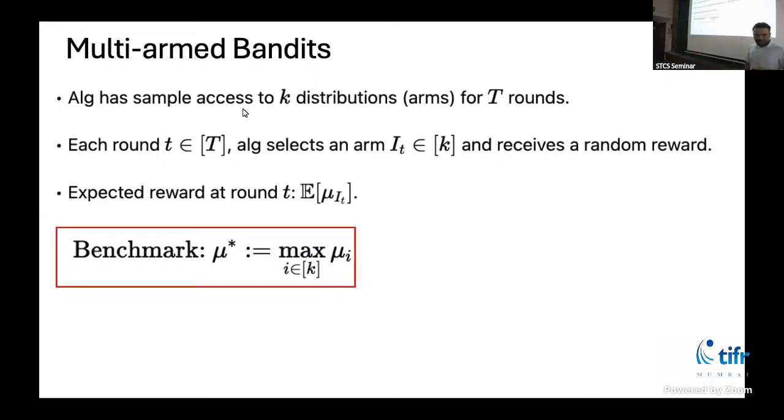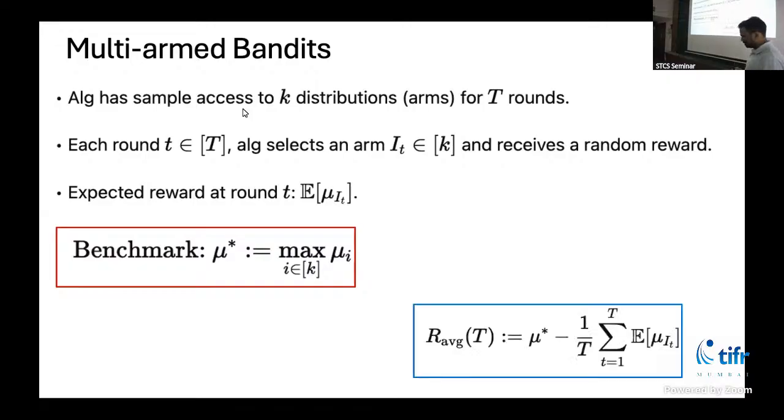A related metric considered in the literature is called regret. This regret is the difference between the benchmark and the average expected reward that we are getting over the capital T rounds. Why is it a related metric? Because if we can ensure that this value is very small, close to 0, that means the average expected reward will be close to mu star. So on average, we will probably have identified the best arm.